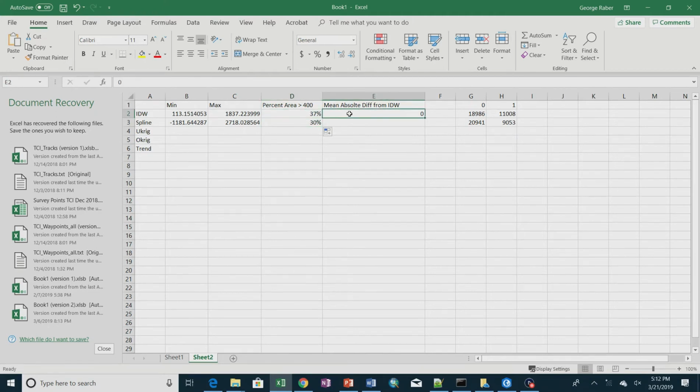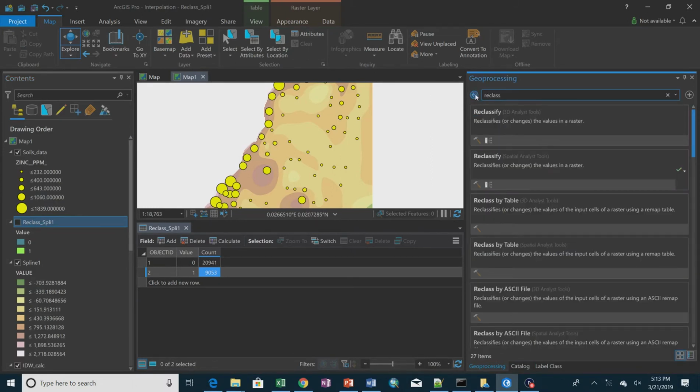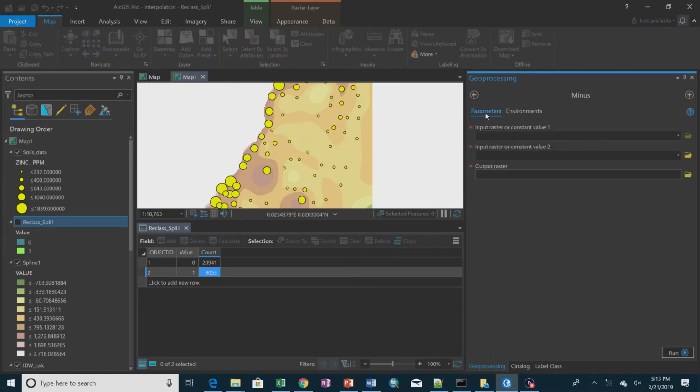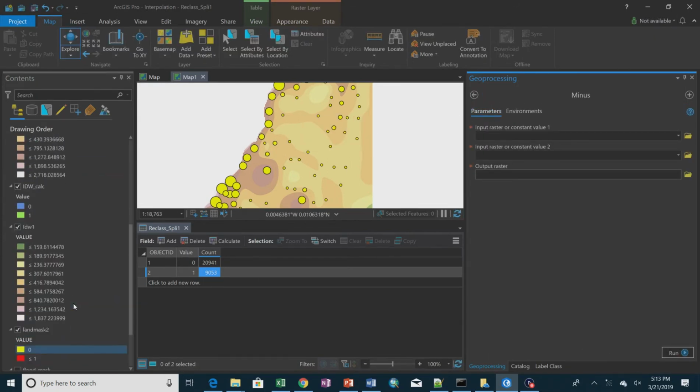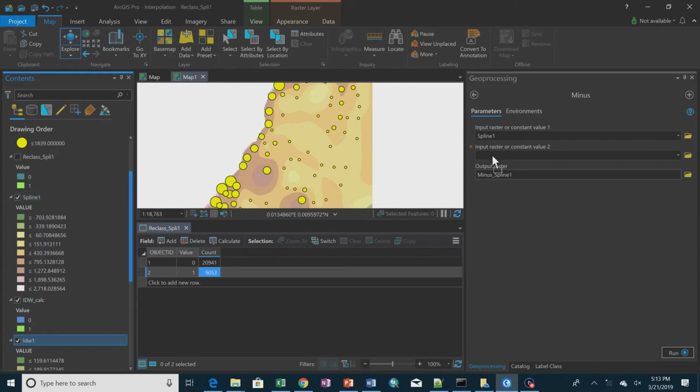All right, so how do we calculate this mean absolute error? Well, how do we calculate the difference between two data sets? Yeah, I'm just looking for the difference, so we just subtract. So minus. We're actually going to be looking at the absolute difference in the end, so it doesn't really matter what order you do these in. So I've got spline and IDW, and I'm going to get IDW minus spline to run it.